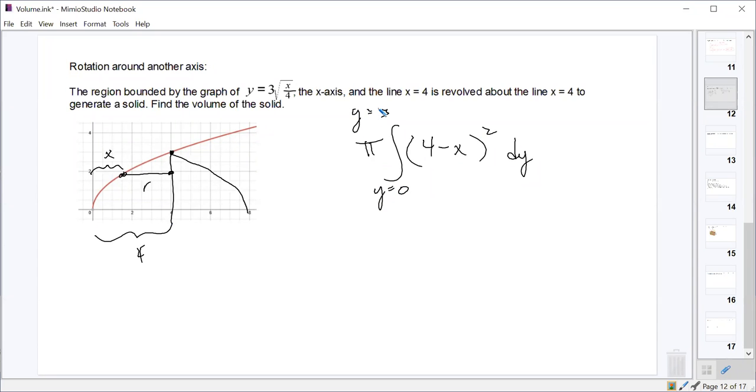And then what do we have to do with that? You're going to say something, I think, Noah. Put it in terms of y. And so if r is 4 minus x, we just need to figure out what x is in terms of y. If y is 3 root x over 4, that tells us that x is what?